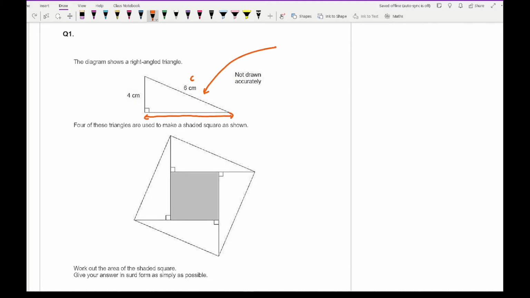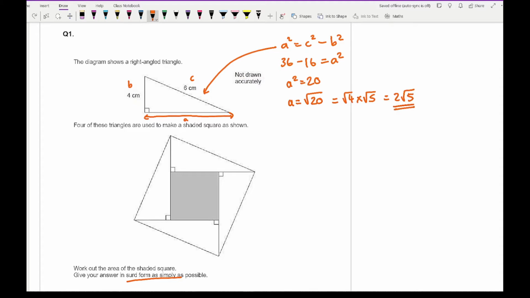So if I label my triangle like so, I need to find a, so a squared equals c squared minus b squared, so that then becomes 36 minus 16 equals a squared, so a squared equals 20, so a equals the square root of 20. Now because we're going to be dealing with surd form, I'm going to simplify that, so that's going to be root 4 times root 5, which is 2 root 5.